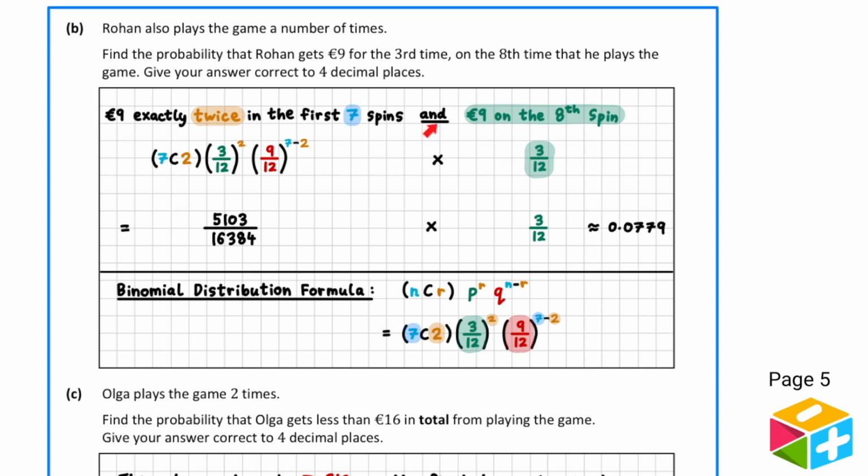The word "and" corresponds to multiplication, so to get our final answer, we must multiply this by the 3 over 12 we obtained earlier. Rounded to 4 decimal places, this gives us an answer of 0.0779.